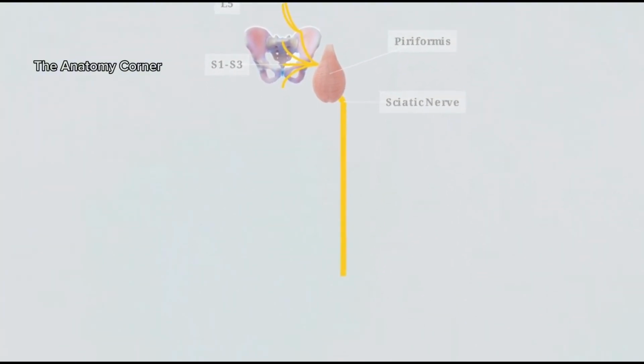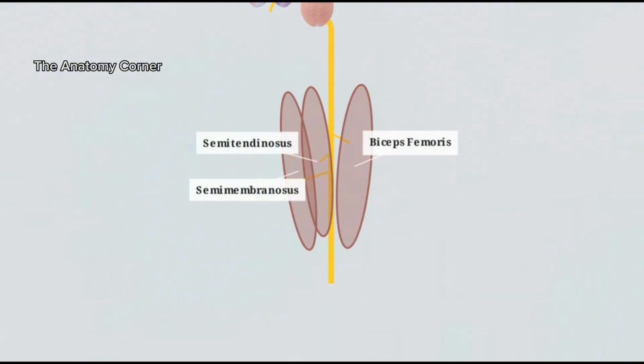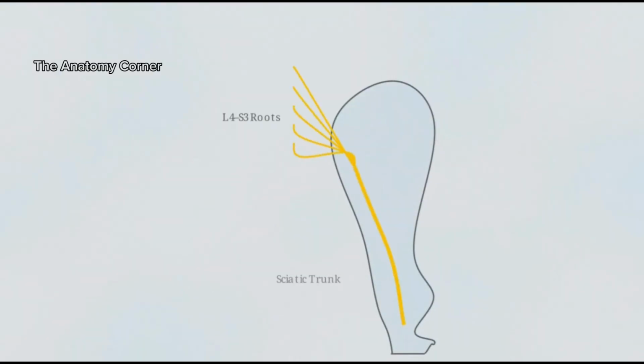The sciatic nerve descends straight down the posterior thigh. Before it even reaches the knee, it provides the motor supply to the posterior compartment, contracting the semitendinosus, semimembranosus, and biceps femoris, the hamstring muscle group. This cross-section shows the root pathology of sciatica.